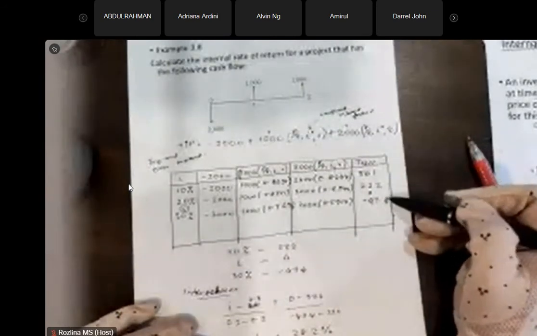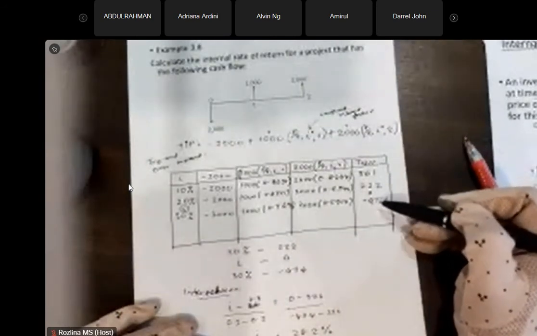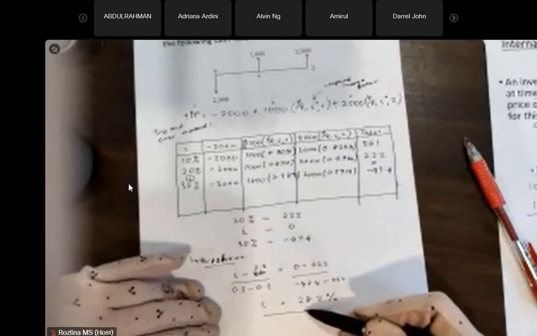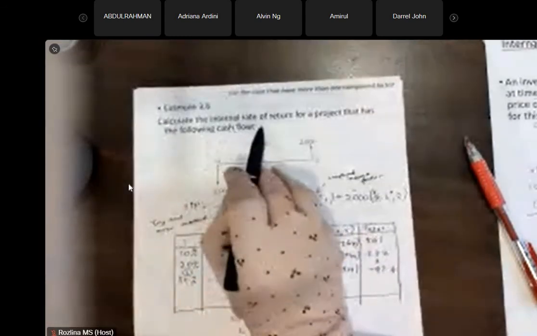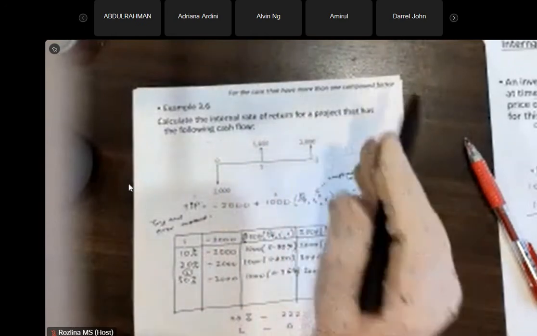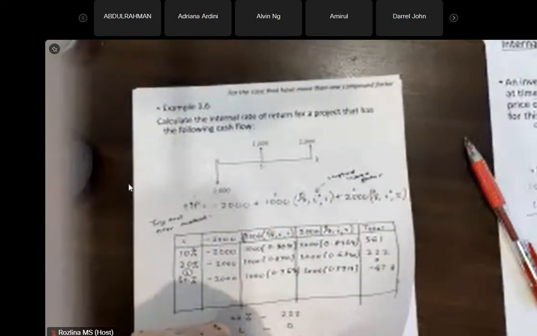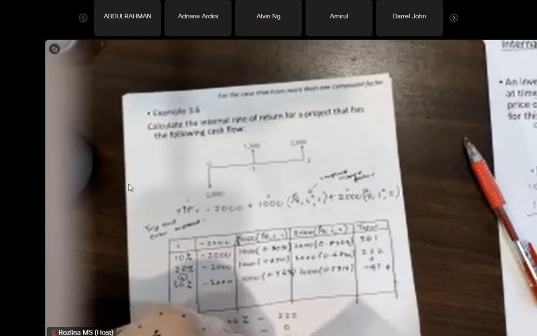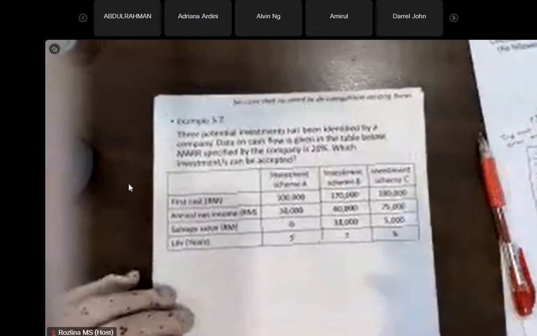Then you calculate the interpolation here to get the I value. So this one is the internal rate of return for the case that has more than one compound factor. Okay. Then we go to the next.